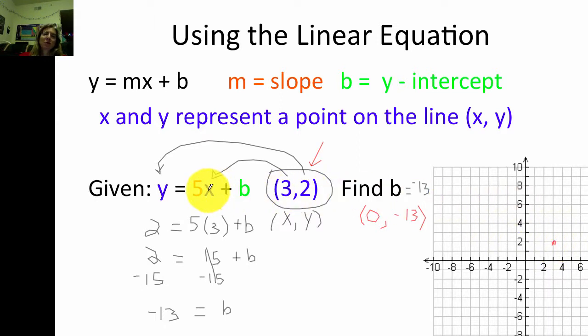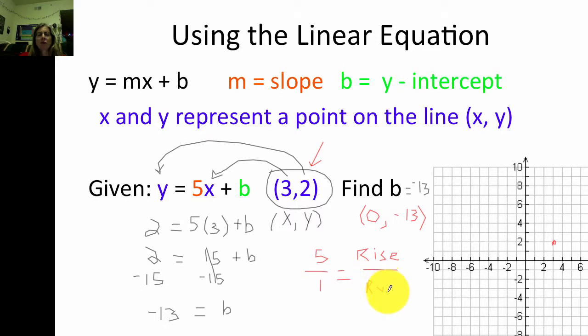We're going to use our slope, which is 5 over 1. Why is it over 1? Because any whole number can be put over 1 as a fraction. And we write it that way because slope is rise over run. And that's how we can find more points on our line.